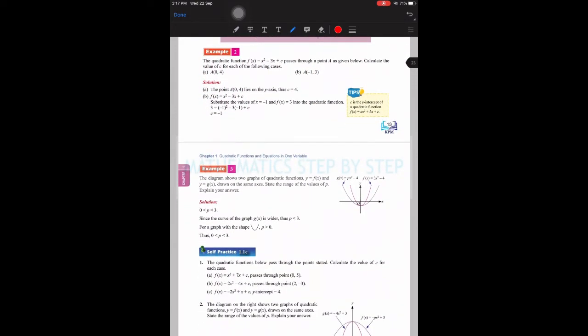So let's go through this example 2 together. The quadratic function f(x) equals x squared minus 3x plus c passes through a point A as given below. Calculate the value of c. So we can see that this point is a point on this graph, okay? And the x coordinate is actually equal to 0. So we know that this point A is the y-intercept. So in this case, without any calculation, we know that c is equal to 4.